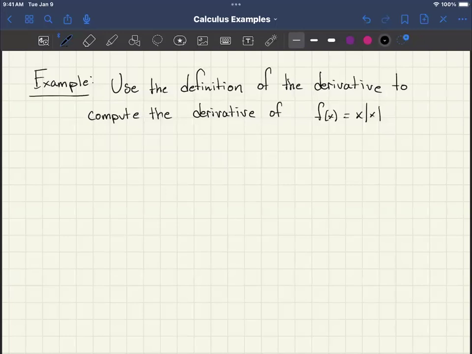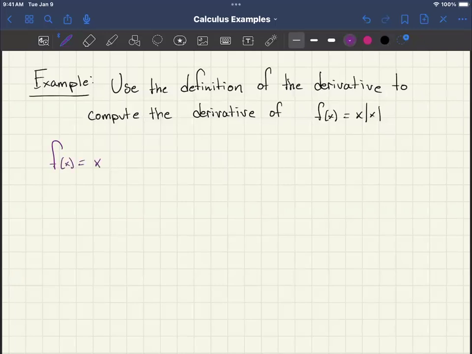Today we're going to use the definition of the derivative to compute the derivative of f of x is equal to x times the absolute value of x. Now this function by itself looks a little bit funky, so the first thing we're going to do is break down what that function actually looks like.